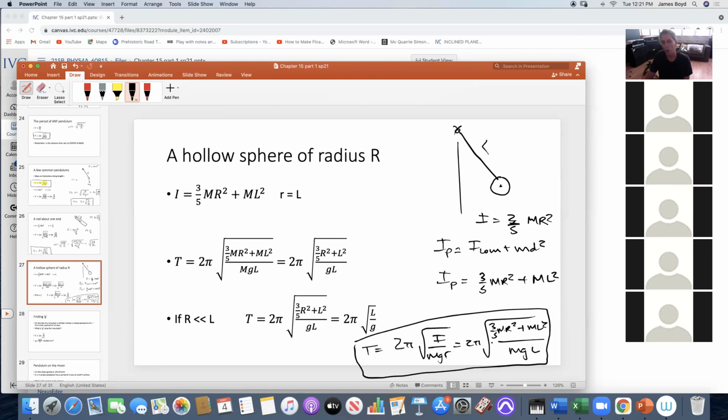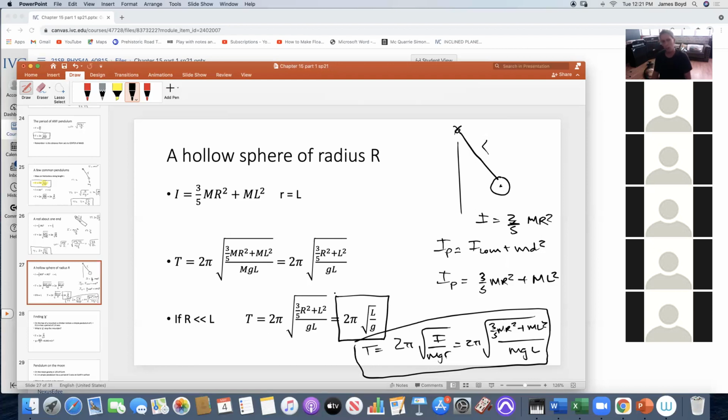However, if r is significantly smaller than L, you just ignore it and you get m L squared over m L g, which means that it becomes a simple pendulum as long as r is very, very small compared to the length of your string. If you have it on a string 100 centimeters long and the radius of your hollow sphere is like a millimeter, then essentially it is a simple pendulum.